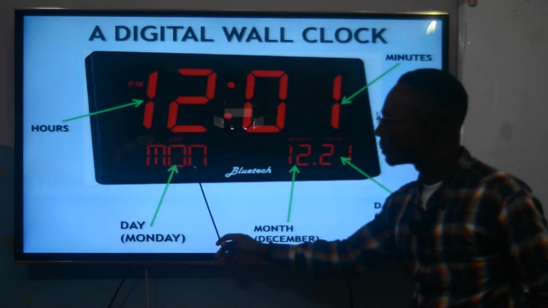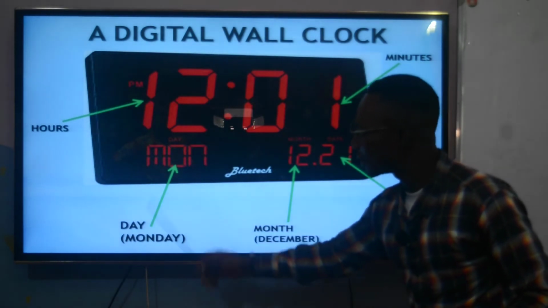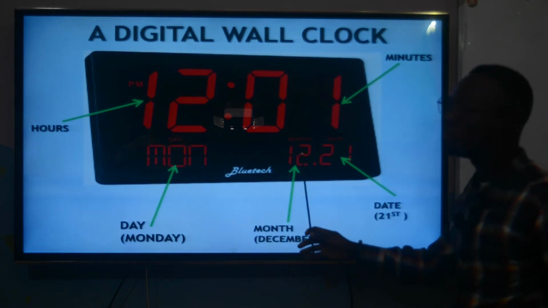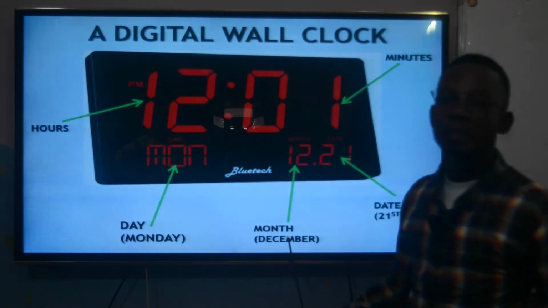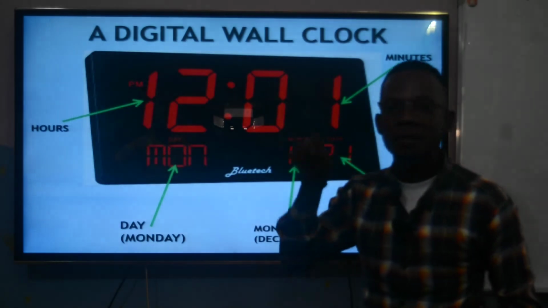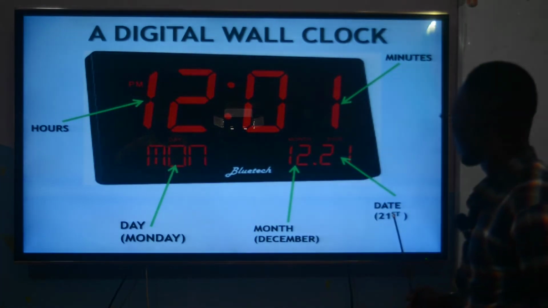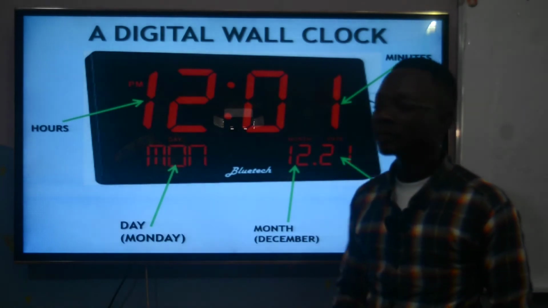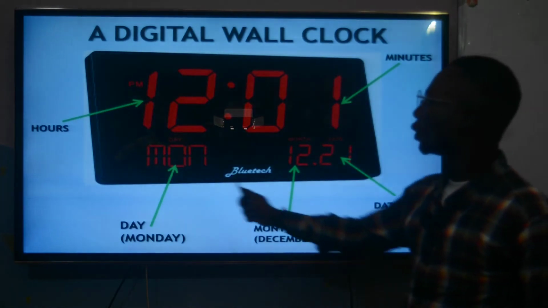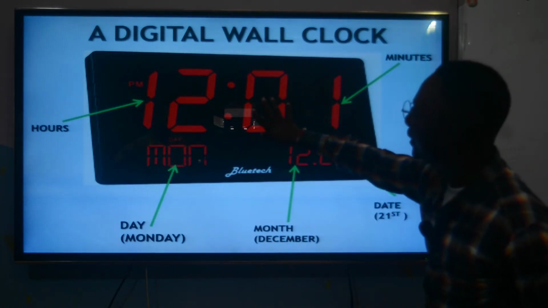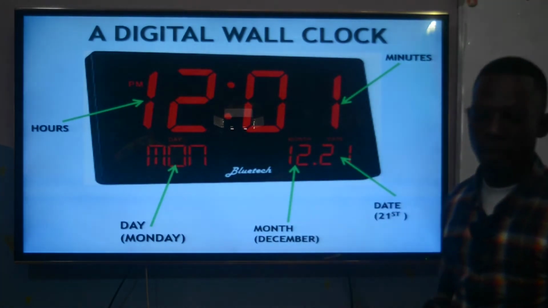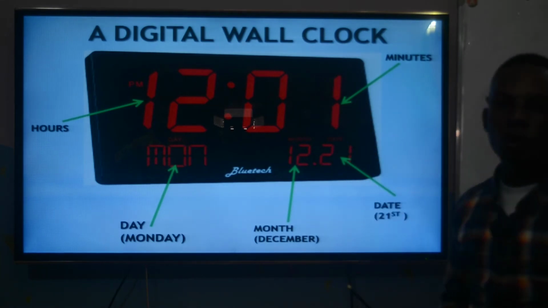Here is the day. It's indicating Monday. Here is the month, the month of December, the 12th month. And here is the date, the 21st of December. Now the 01 here is the minute. So what time are we having here? It's 12 hours and a minute. That is how a digital wall clock works.